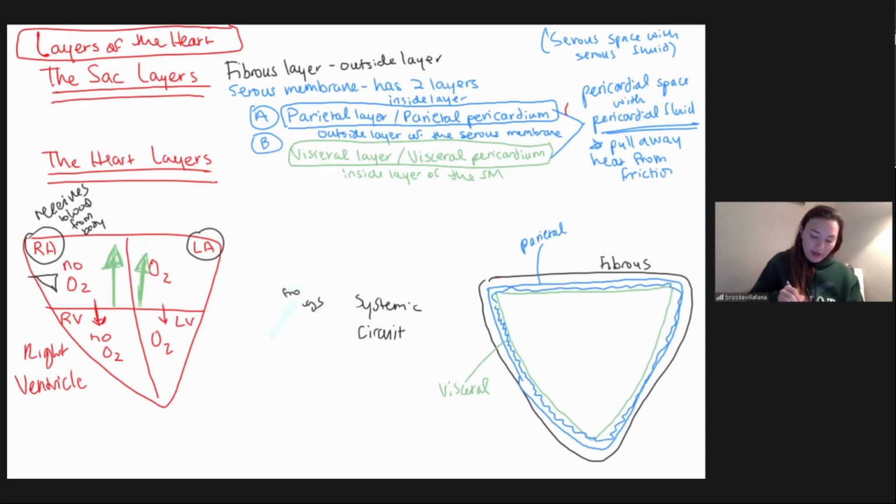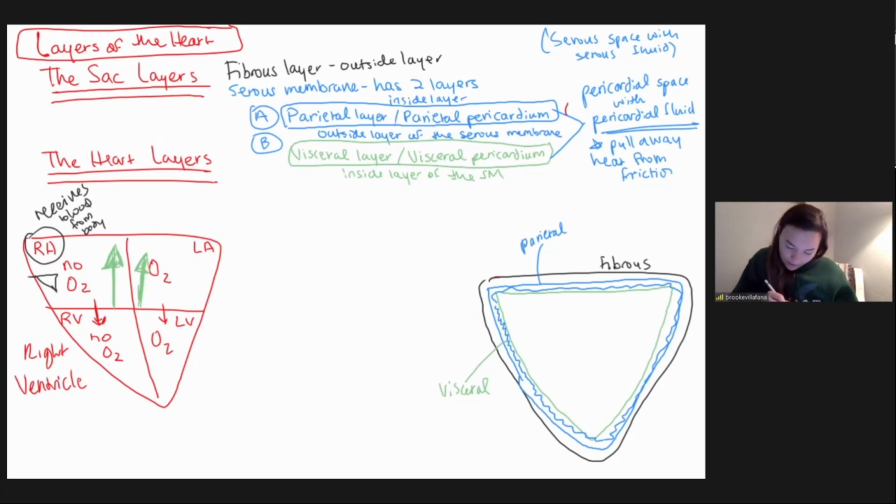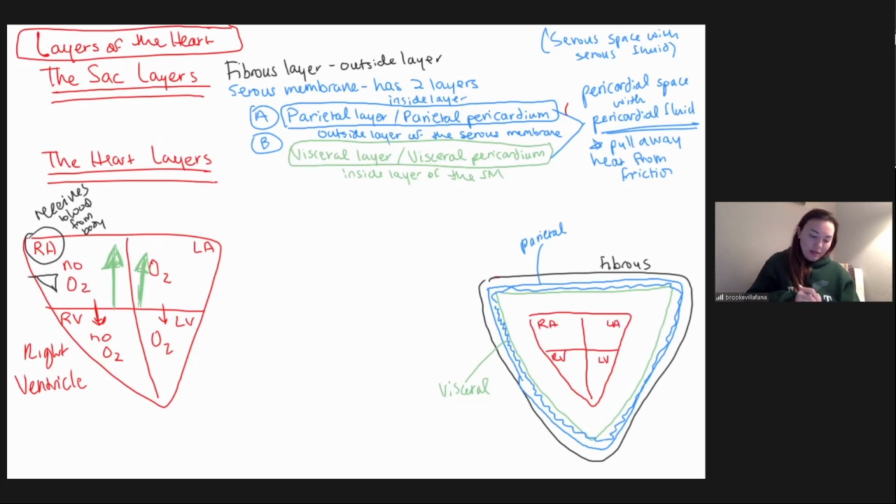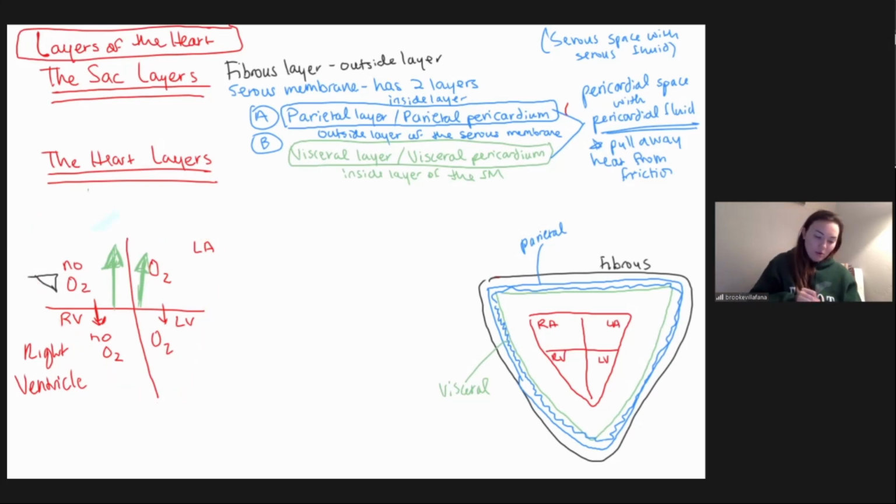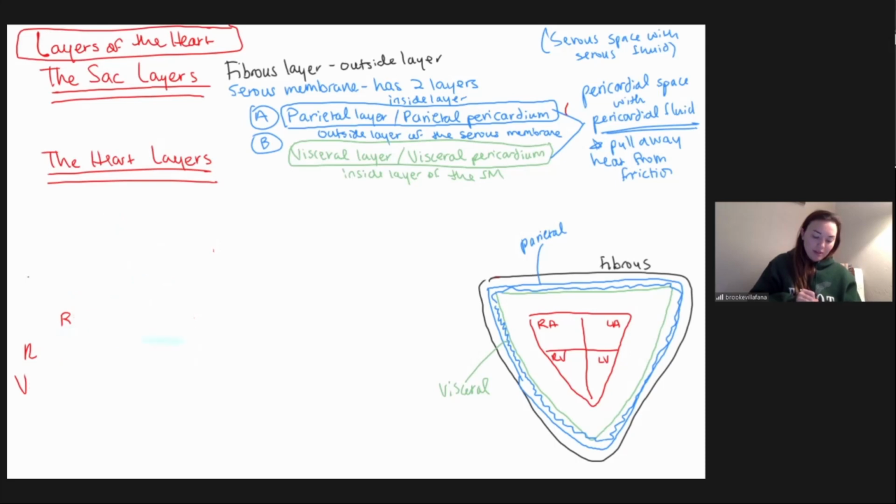All right, so now we have the layers of the heart. So the actual heart itself. So inside, we're going to have our heart with its 4 chambers, right? Right atria, right ventricle, left atria, left ventricle. But the heart itself actually has its own layers. So just now we talked about the sac layers, not the heart layers. The heart layers start with the epicardium.